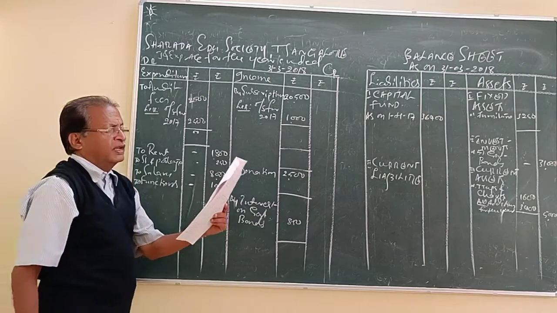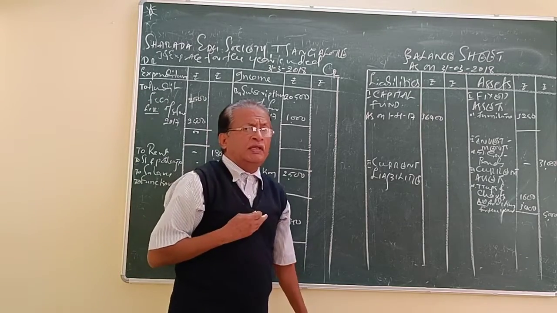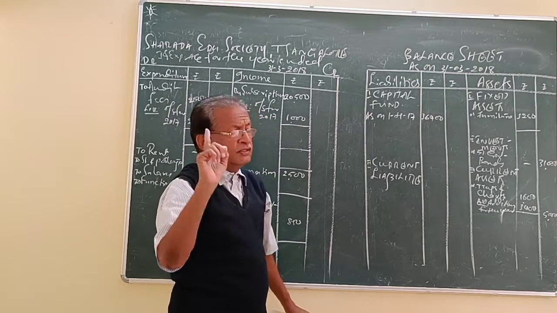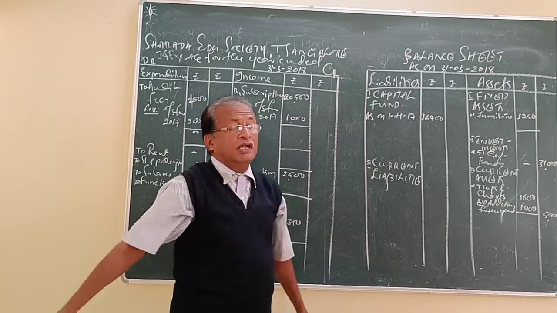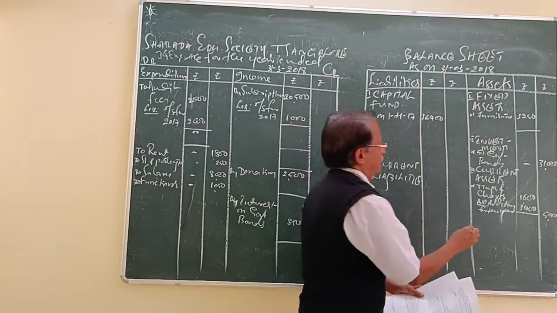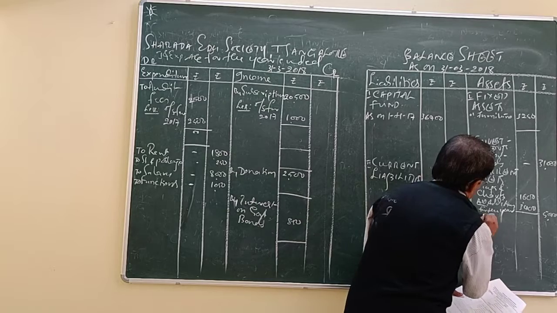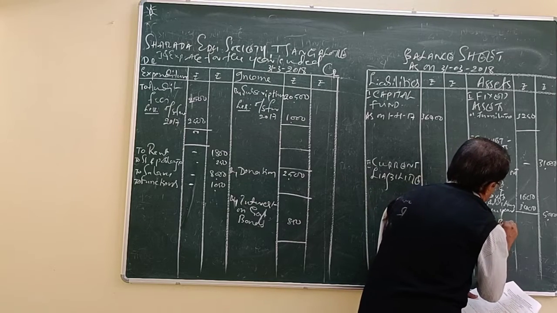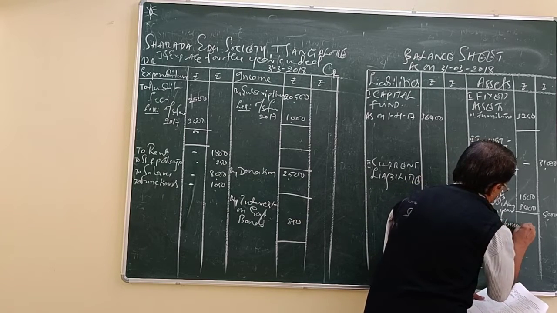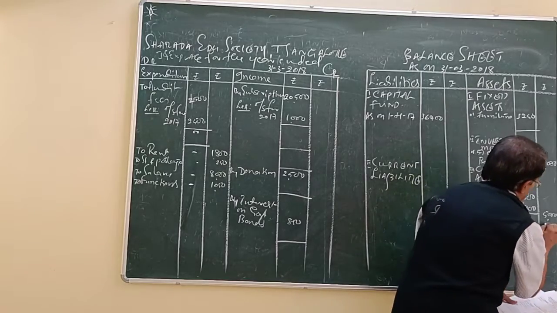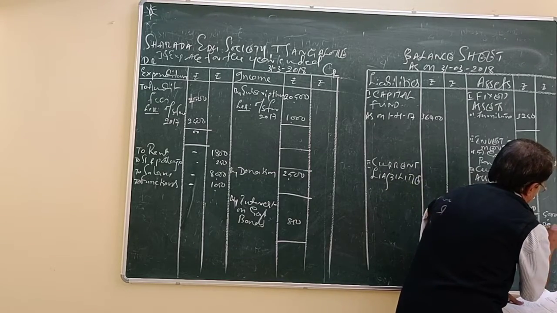And last one, balance carried on. It is a cash balance at the end of the year, and it will be shown in the balance sheet under the heading current asset. Second, cash balance. How much? 8,900 outer column.